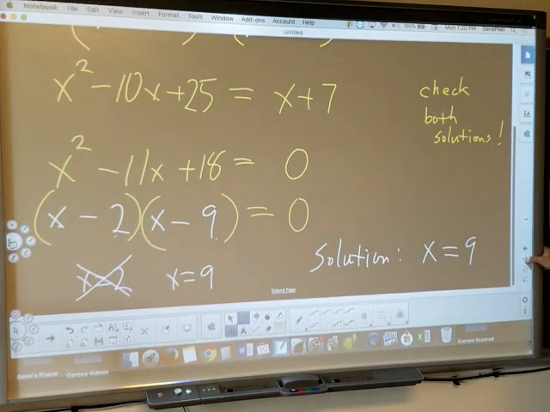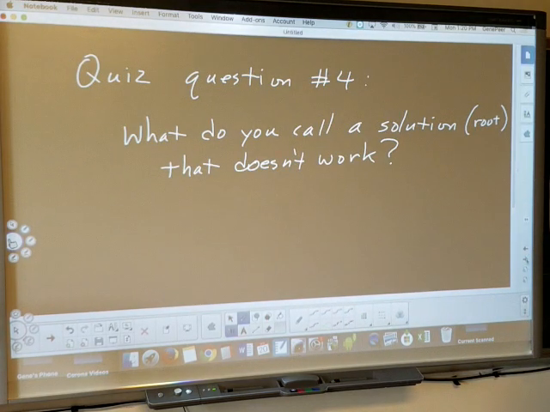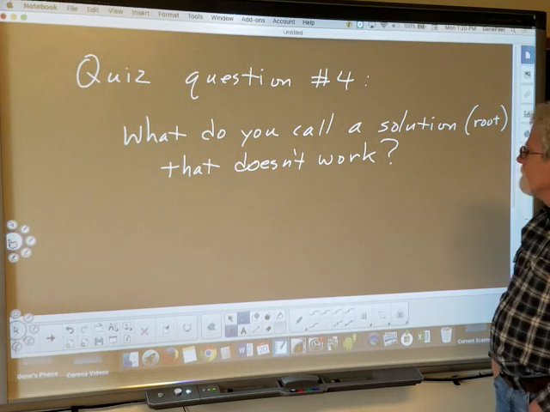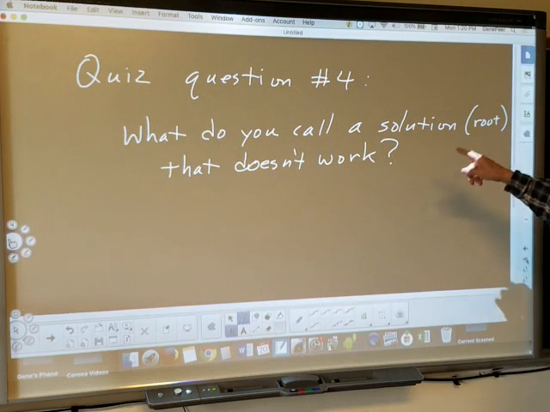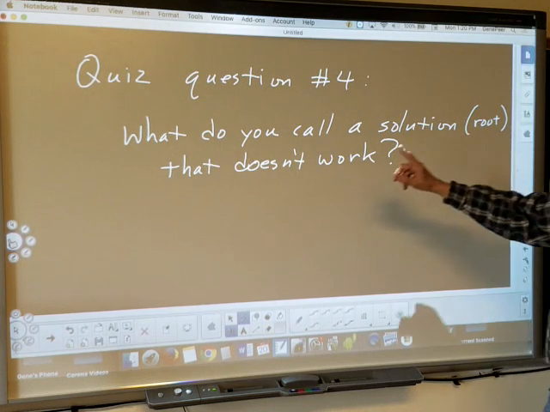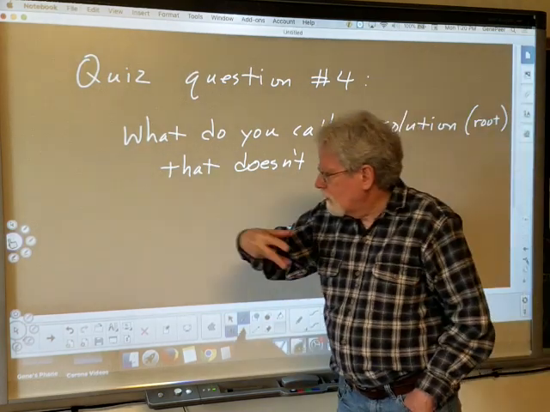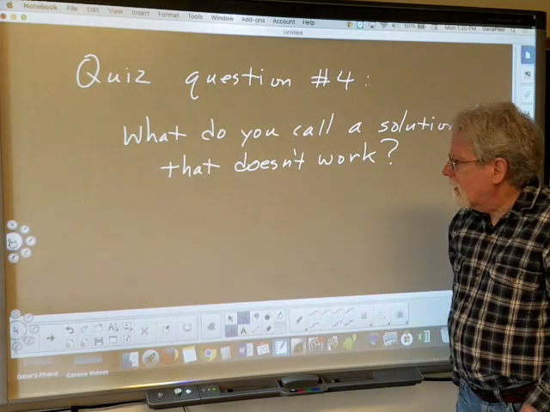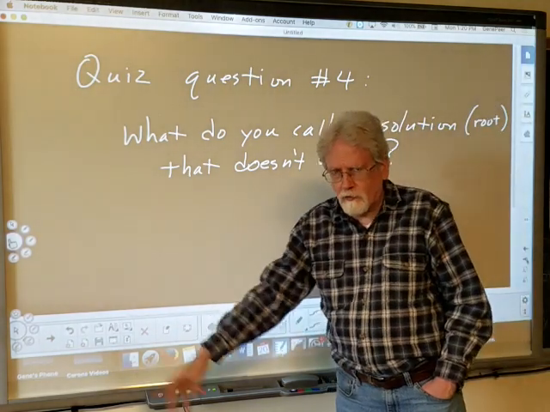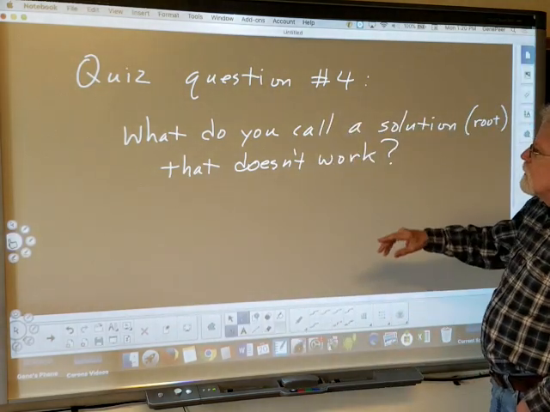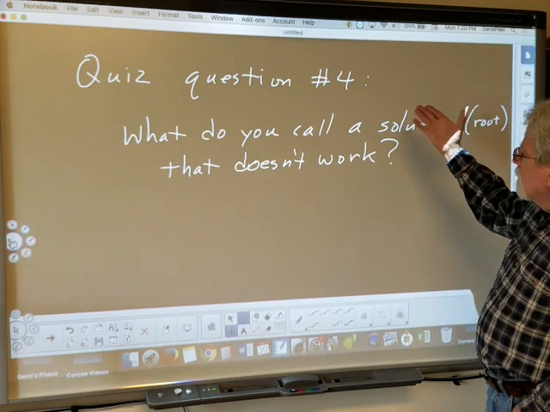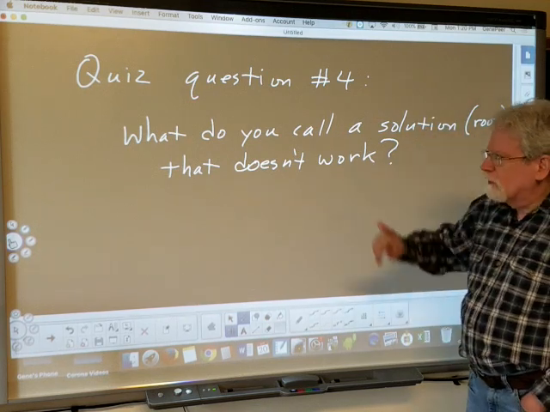All right. Oh, another quiz question, the fourth one. Quiz question number 4. What do you call a solution or a root that doesn't work? Yes, I had the word printed on the previous screen. You can go back to that, and I said it out loud a number of times. You can go back and find it out. Hopefully you just plain remember. What do we call a solution that doesn't work?